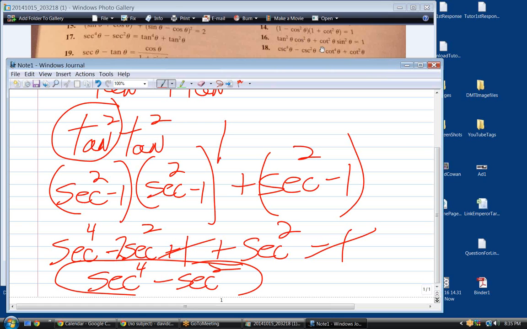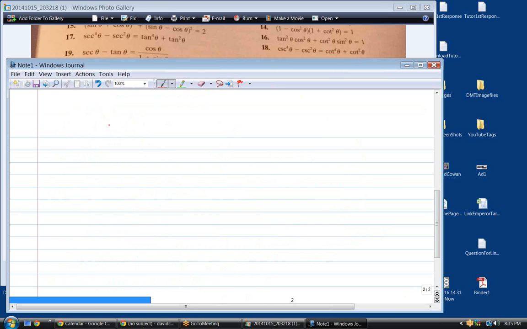18 again is identical, only it's the cofunctions, which means I'm going to do the same thing with this side over here. In fact, I could work with the left side just as easily. You don't have to work with the right side. Let's do this one and I'll work with the left side. So I'm going to say that's that times that minus that.